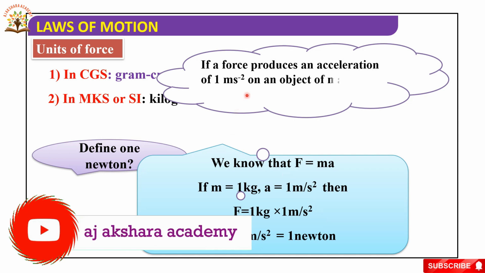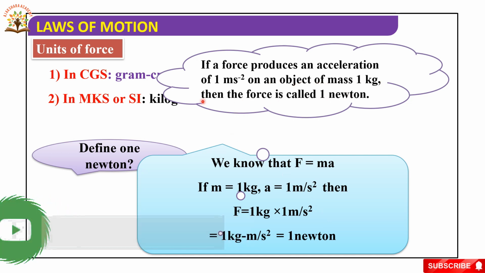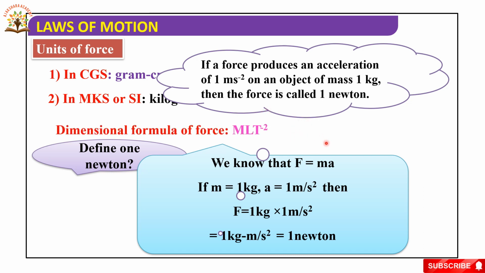So, if a force produces an acceleration of 1 meter per second square on an object of mass 1 kilogram, then the force is called 1 Newton. The dimension formula of force is MLT to the power of minus 2.